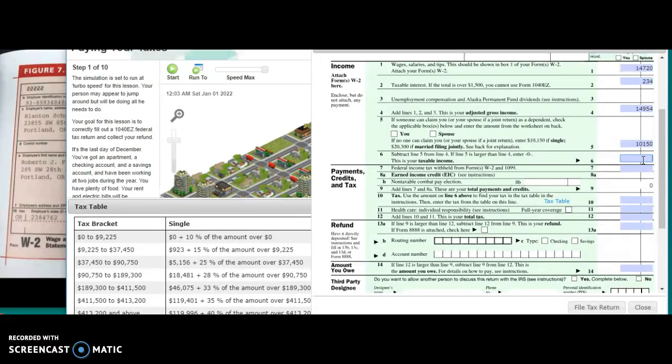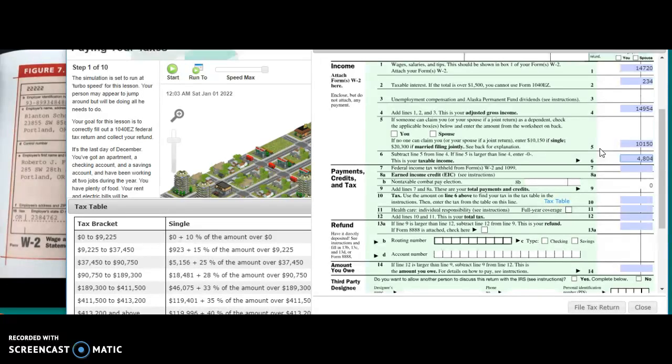Line 6 asks us to subtract line 5 from line 4. If line 5 is larger than line 4, enter 0, and this is our taxable income. So when we do that subtraction, we are going to see a difference of $4,804. So that is the actual income that they should be able to tax.